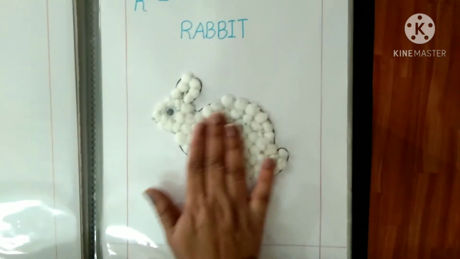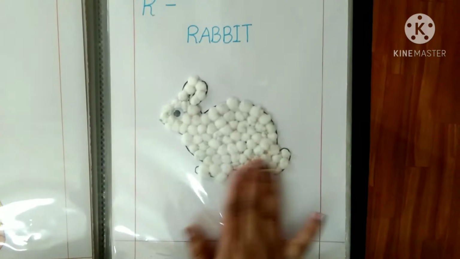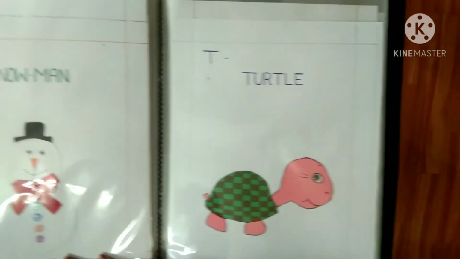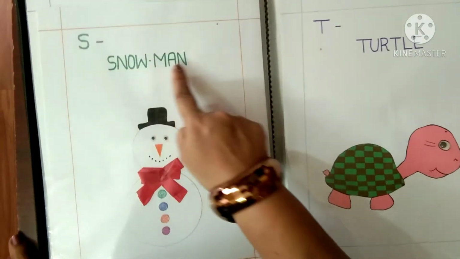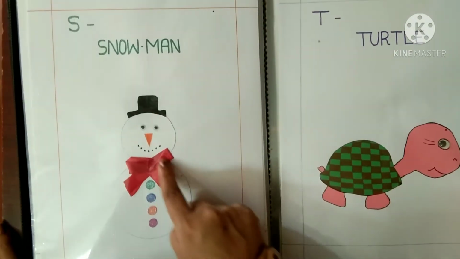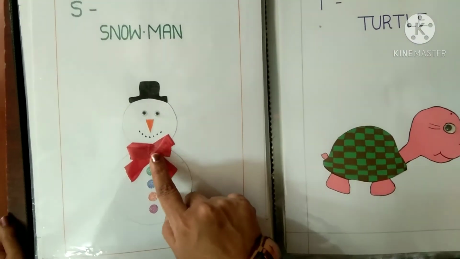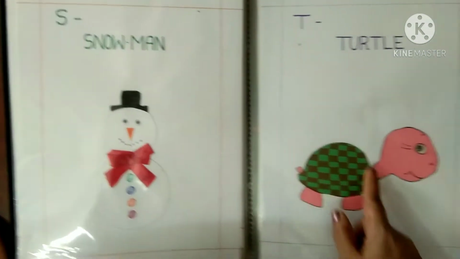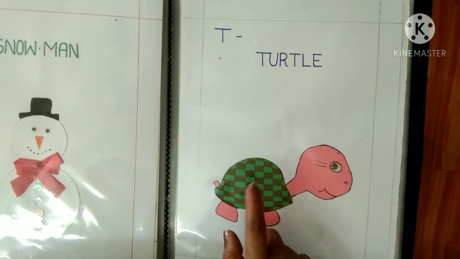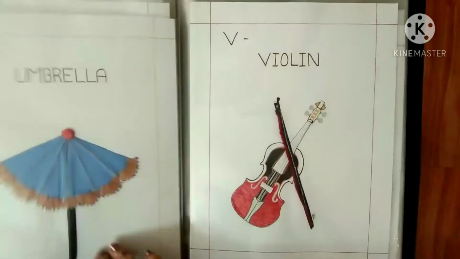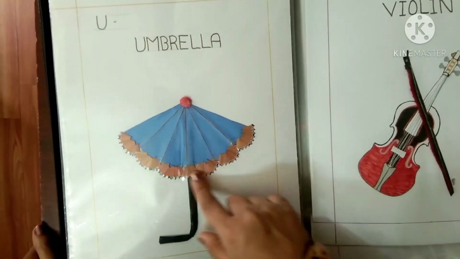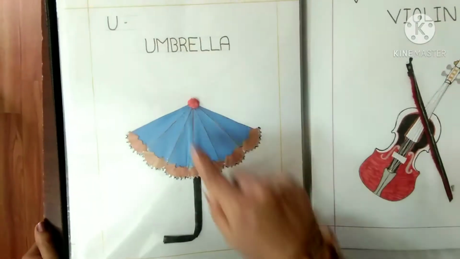R for rabbit, it is a 3D effect, it looks more beautiful. If you touch and feel, it looks more beautiful. Next, S for snowman, the googly eyes and the bow have been done. The bow is made out of a satin tape for the snowman. Next, again a paper mosaic has been done for a turtle. T for turtle. Then next, it has been decorated with the pencil sharpener shavings, that is U for umbrella.